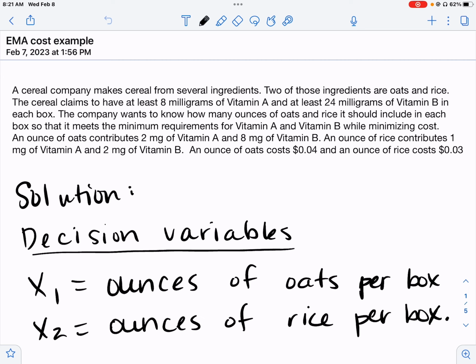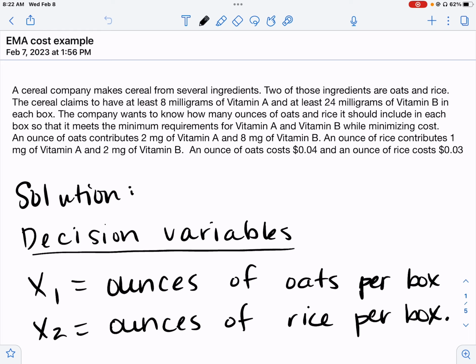An ounce of oats contributes 2 milligrams of vitamin A and 8 milligrams of vitamin B. An ounce of rice contributes 1 milligram of vitamin A and 2 milligrams of vitamin B. An ounce of oats costs 4 cents and an ounce of rice costs 3 cents.